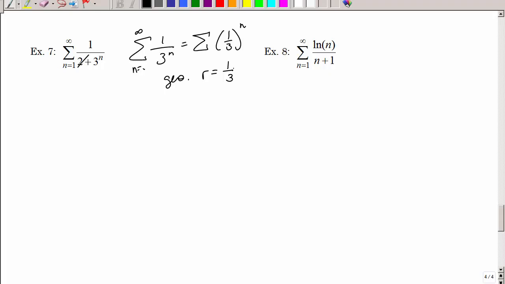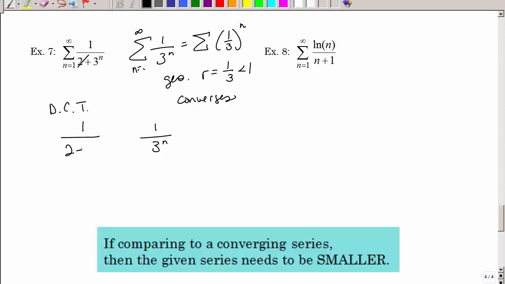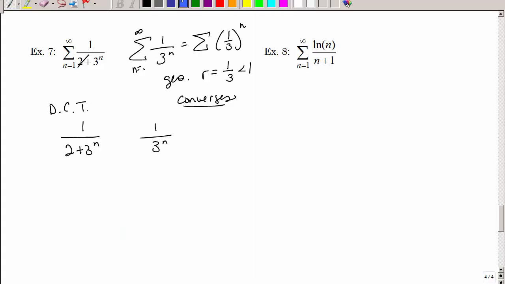And what do I know about a geometric series? If r is less than 1, then I know this converges. So let's try to give the direct comparison test a try. What I am choosing to compare it to, I'm going to put on the right. What I'm given goes on the left. And because this converges, which way does that inequality have to go? What I'm given needs to be smaller because of converging.